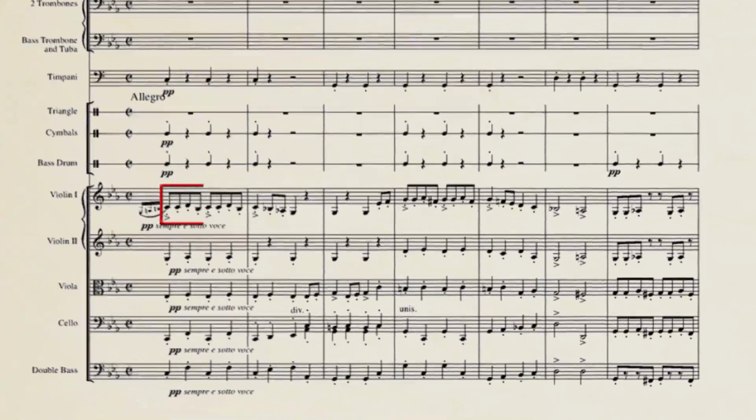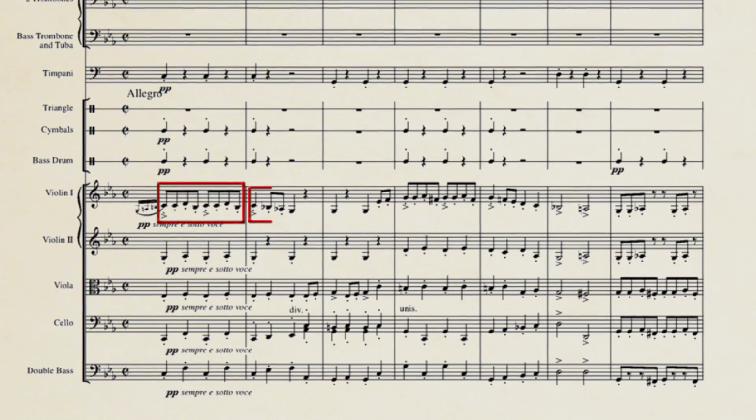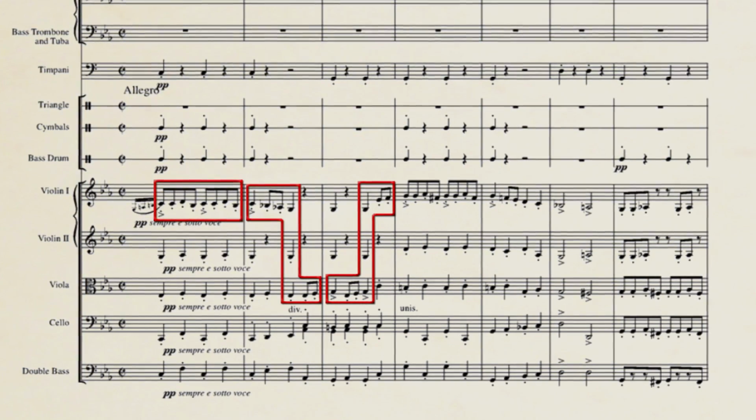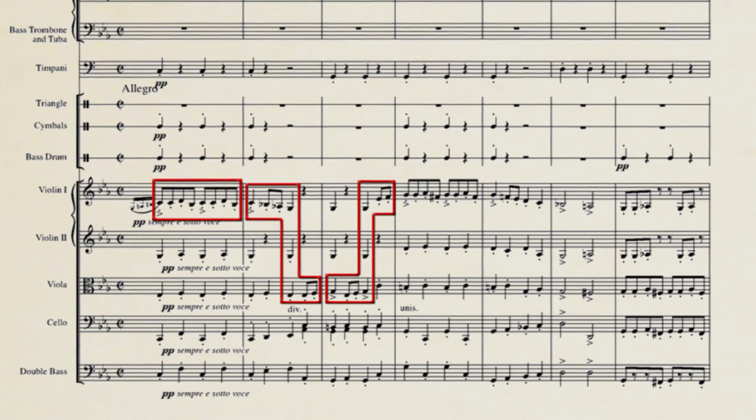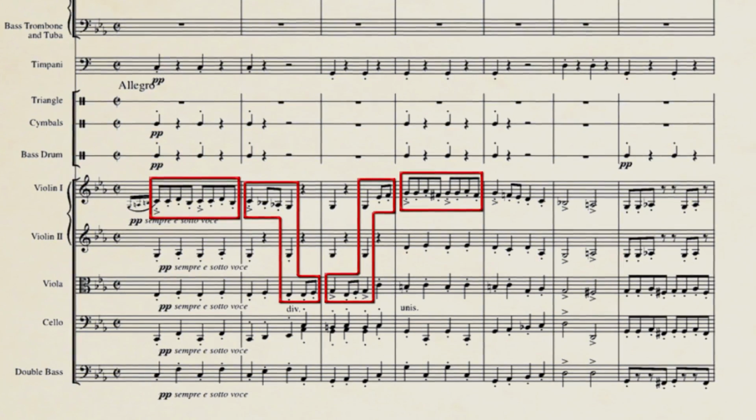of note values. In the first bar, there are 8 eighth notes. Then in bar 2 and 3, there's a pattern of a quarter note, 2 eighth notes, a quarter note, 2 eighth notes. In the fourth bar, again we have 8 eighth notes.